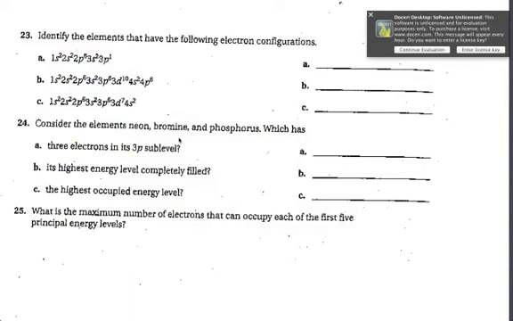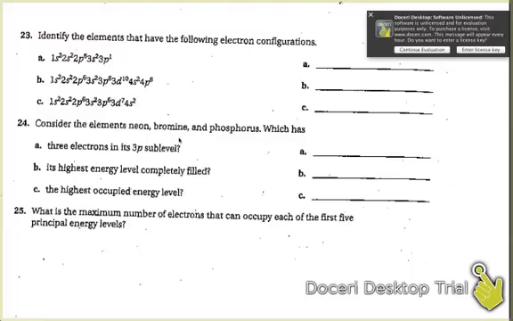So if we look at A, our last filled energy level for A, let's see, 1s2, 2s2, 2p, 3s, 3p. Okay, so our last filled sublevel is 3p, and it's the first element because it's 3p1. So if we look at 3p1, we're talking about aluminum. Let's look at B now.